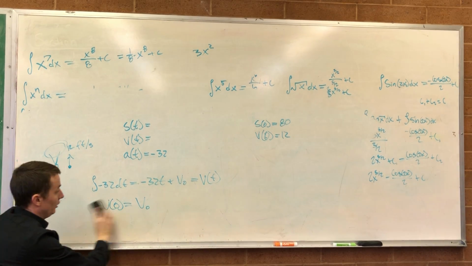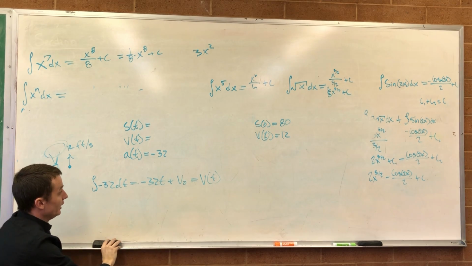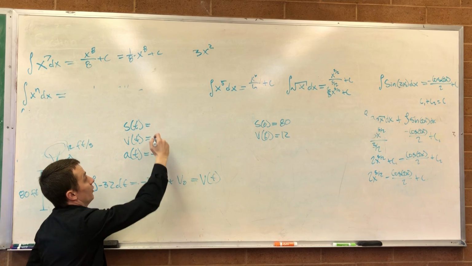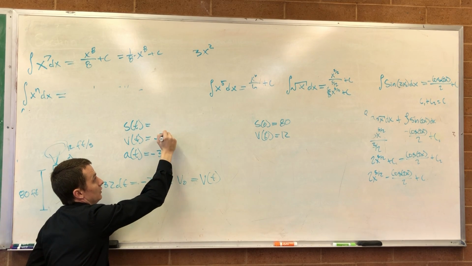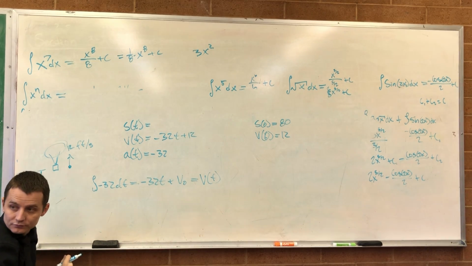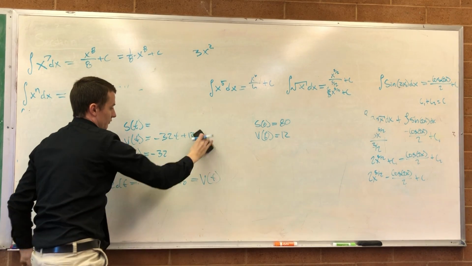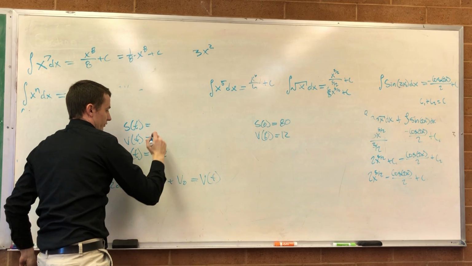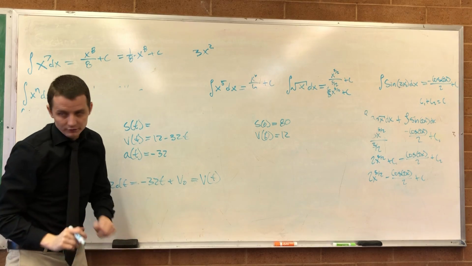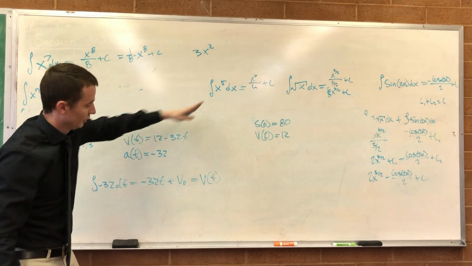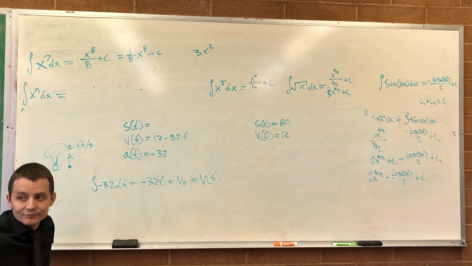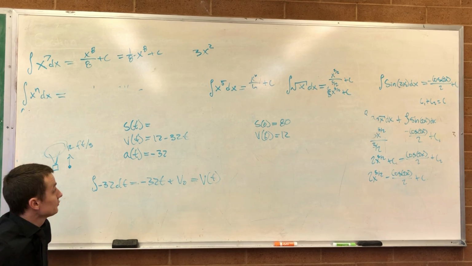Okay, so now we know what that v naught is. As you said, it has to be 12, right? So I now know that this is negative 32t plus 12. Now the way we actually prefer to write it in physics is the constant first, so 12 minus 32t. For some reason in physics we write our polynomials in increasing order instead of decreasing order. But same thing, right?